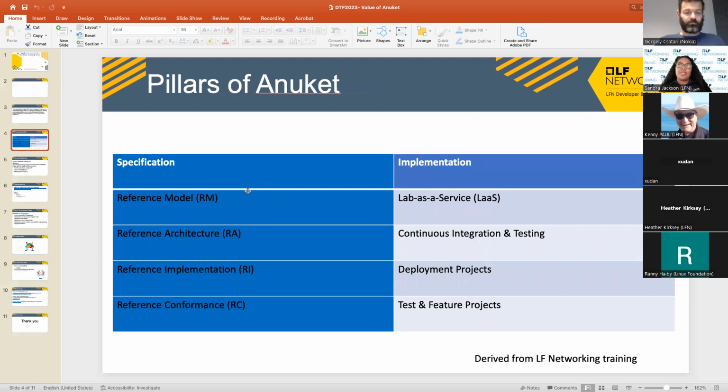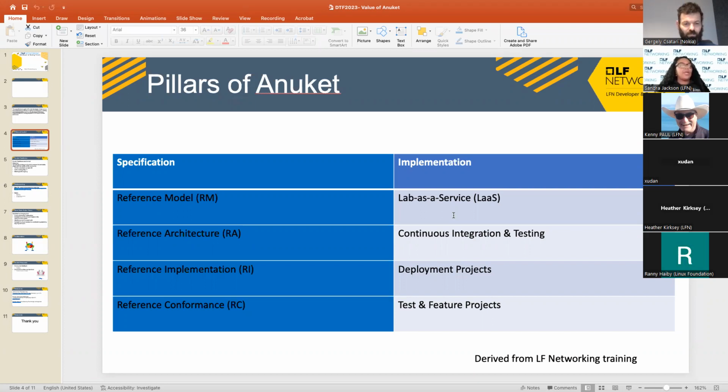So think of it as Anuket having a couple of pillars, right? We have the specification piece of it, which includes the reference model, our reference architecture, the reference infrastructure, and the conformance. And in this, Anuket has delivered. They've done well in delivering the specifications. The second pillar, which is the implementation piece, is the piece that we struggle with in the community, getting it adopted. We actually have the first piece here, lab as a service, set up. We have an infra test set up for RI2 in the University of New Hampshire lab.